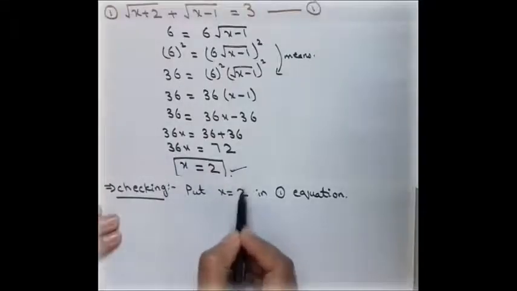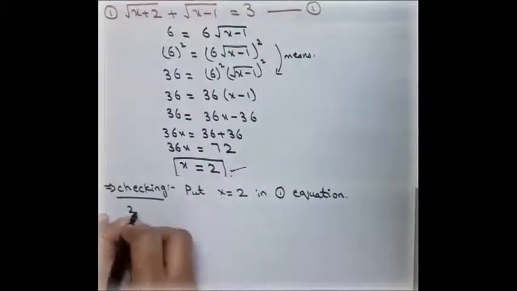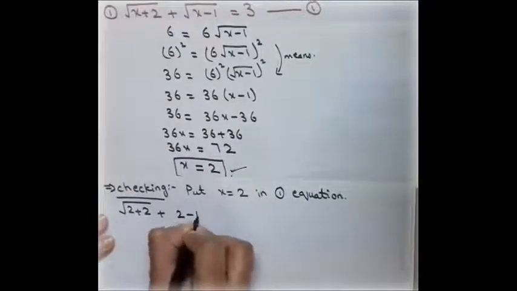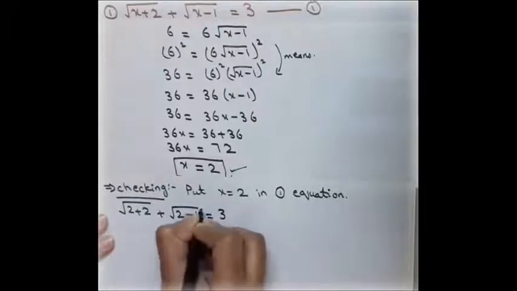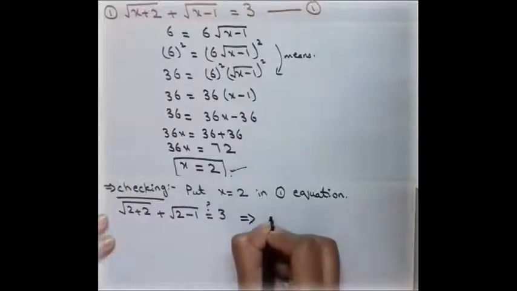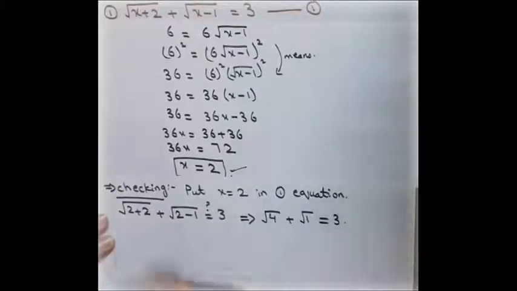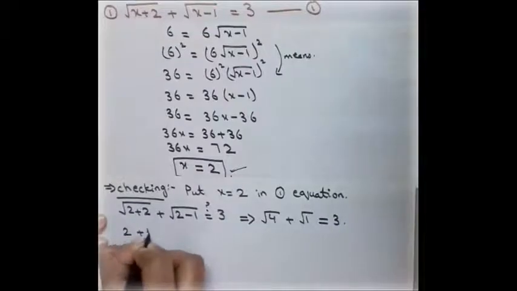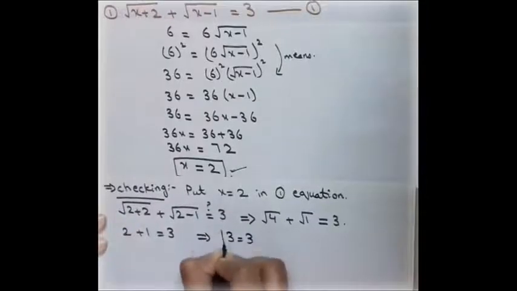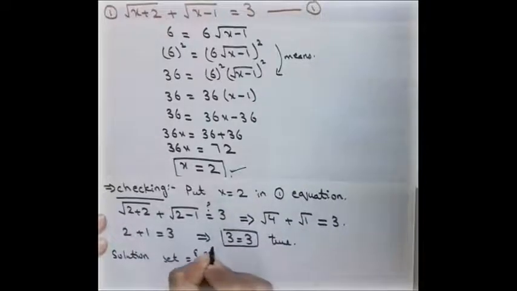Now we put the value of x, which is 2, in the original equation: √(2+2) + √(2−1) equals 3. Basically we verify whether this equality holds or not. So it will be √4 + √1 equals 3. It will be 2 + 1 equals 3, implies that 3 equals 3. So it is a valid solution. The solution set is {2}.